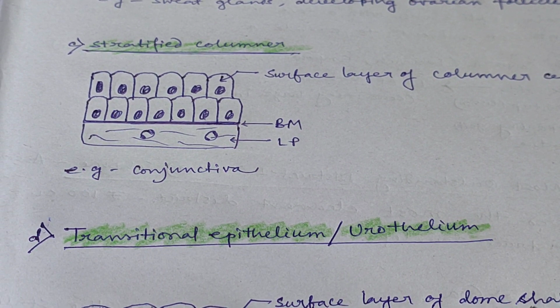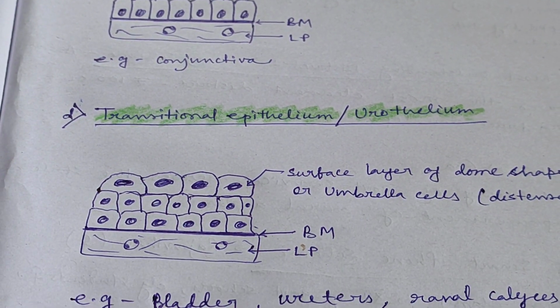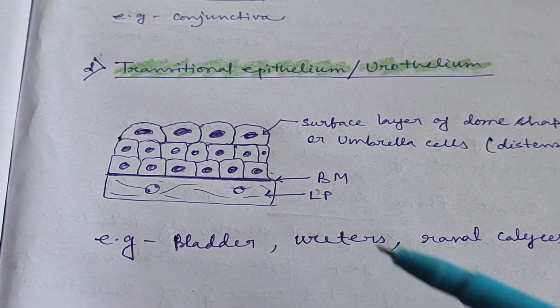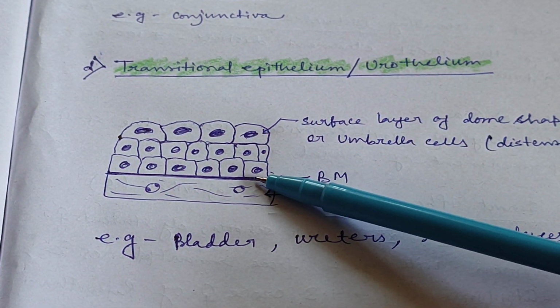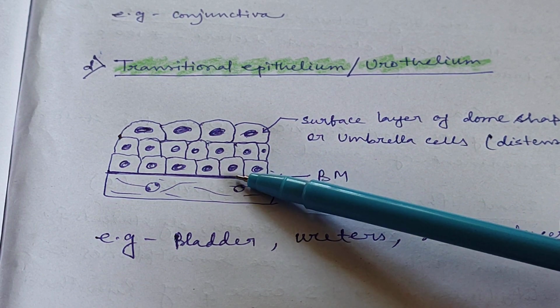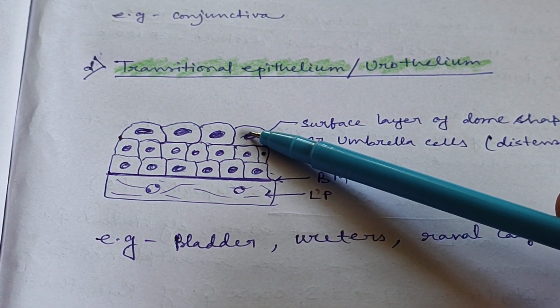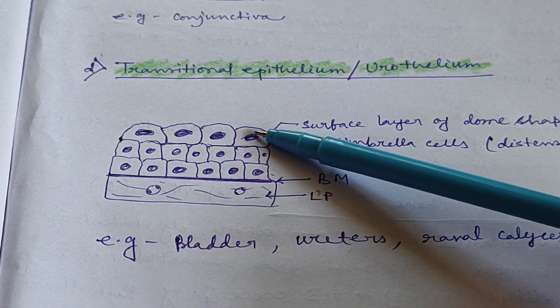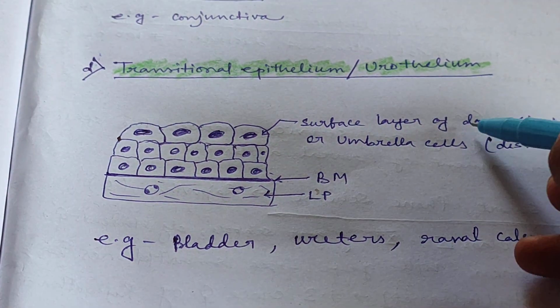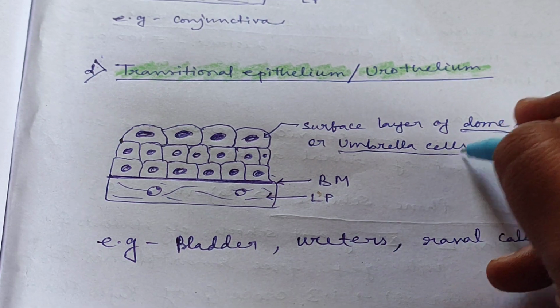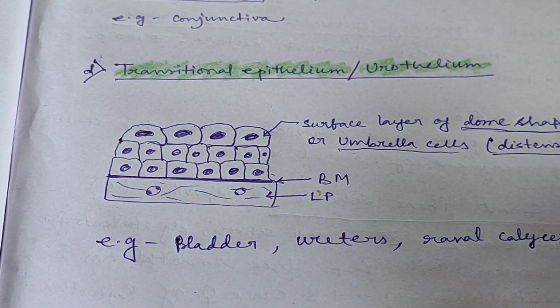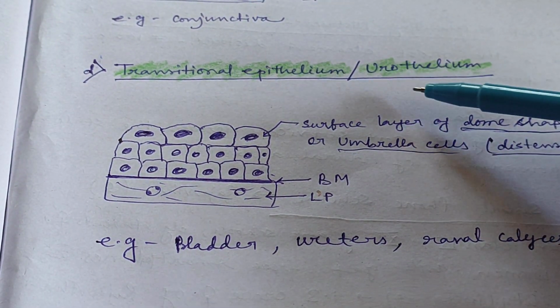Then going to the fourth type and the most important type of stratified cells, that is transitional epithelium or urothelium. Here you can see above the basement membrane there are various layers of cells. Okay, but the surface layer of cells is dome shaped. What shaped? Dome shaped or umbrella shaped, which gives distensibility. Okay, so this is also known as urothelium.